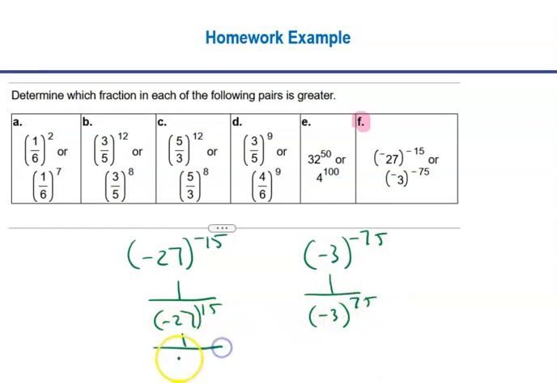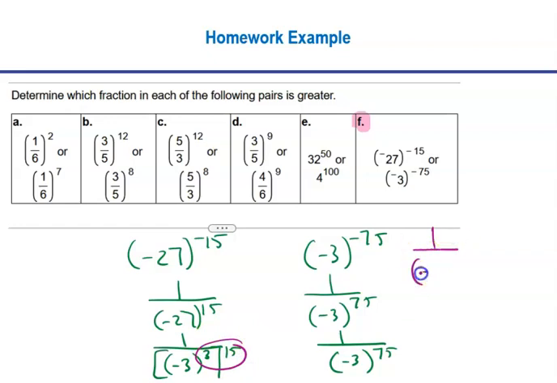So that'd be 1 over negative 3 to the third. But that is to the 15th power. And over here, I'm going to leave this one alone. Okay, I'm going to have to come back up. I'm going to do this in a different color so it's not so much to look at. This 3 times 15. This is 1 over negative 3 to the 45 power versus 1 over negative 3 to the 75 power.